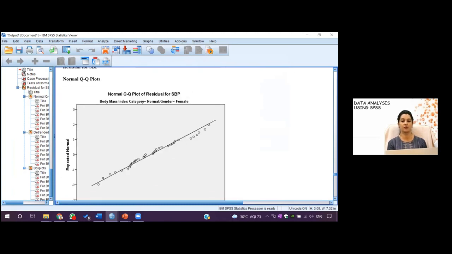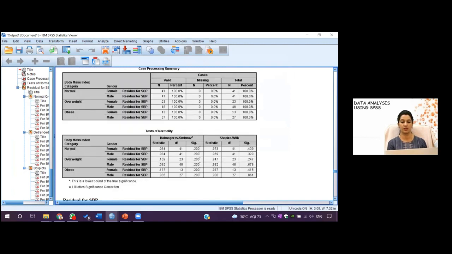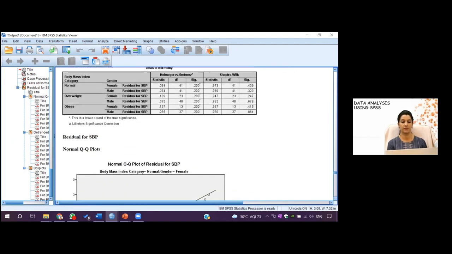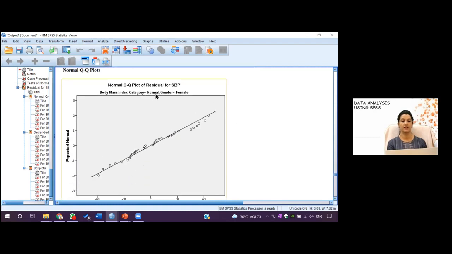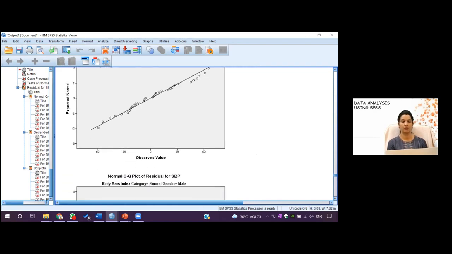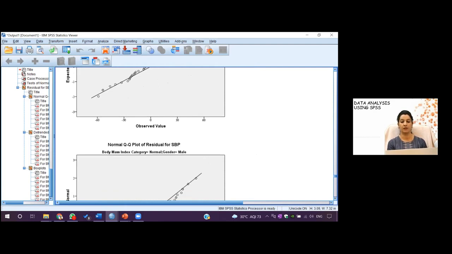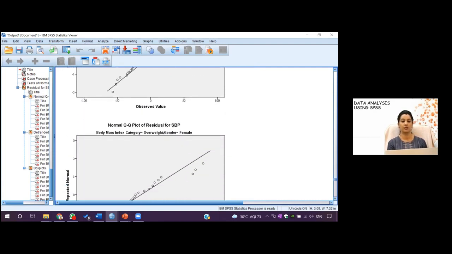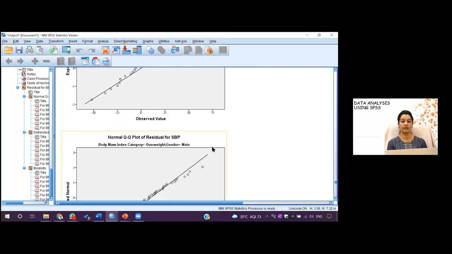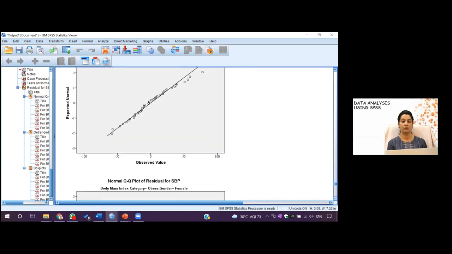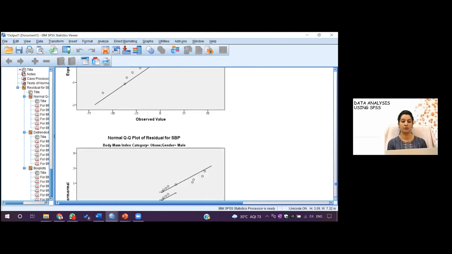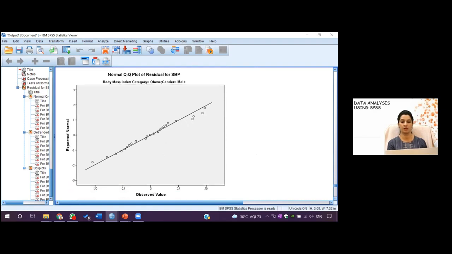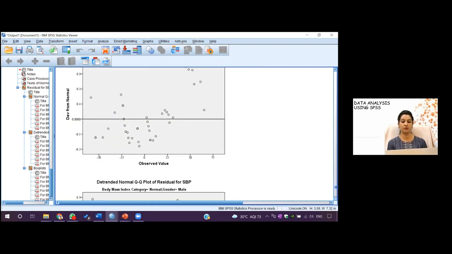There will be 6 QQ plots. We'll go one by one. One category is the normal female, so this is the QQ plot of that. If you go down, there will be the category normal male, then overweight female, and then overweight male. Then again obese female and obese male. So you have got 6 QQ plots, and then again you have got 6 box plots also.